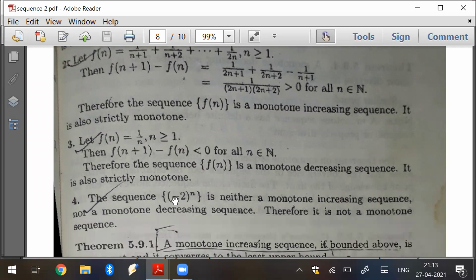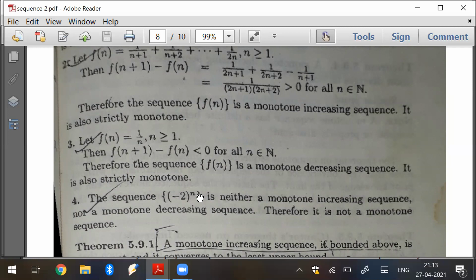Now you see this sequence, minus 2 to the power n. It is neither a monotone increasing sequence nor a monotone decreasing sequence. If you break it down, for n equal to 1, what will you get? Minus 2. N equal to 2, 4. N equal to 3, minus 8. Then n equal to 4, 16. So minus 2, 4, minus 8, 16.